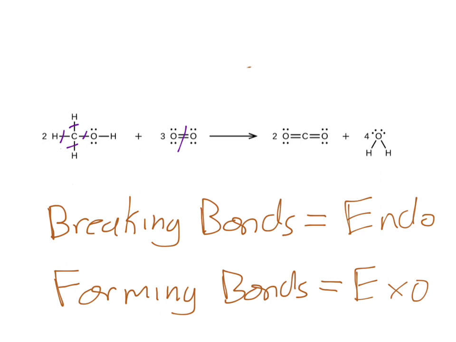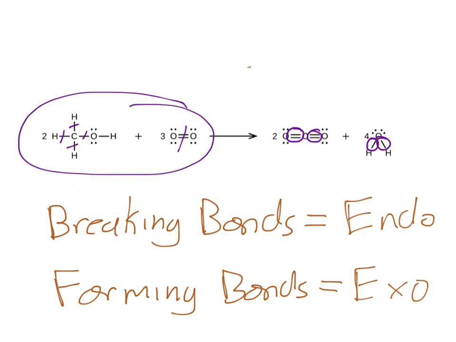What ends up happening is that when these bonds form, this is actually an exothermic process. So when bonds are formed, energy is released. And so energy is released when the new bonds are formed. And a reaction will be exothermic if the amount of energy released is greater than the amount of energy absorbed. And a reaction will be endothermic if the amount of energy absorbed in the breaking of bonds is greater than the amount of energy released.